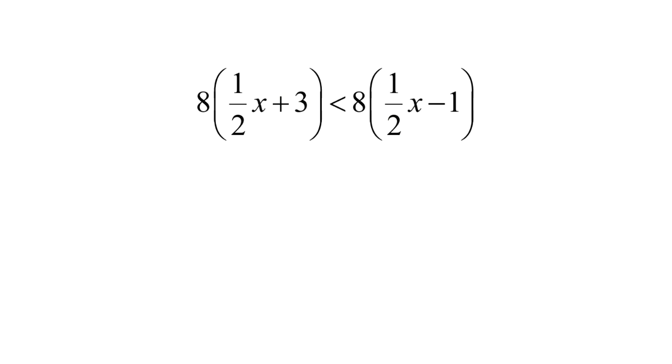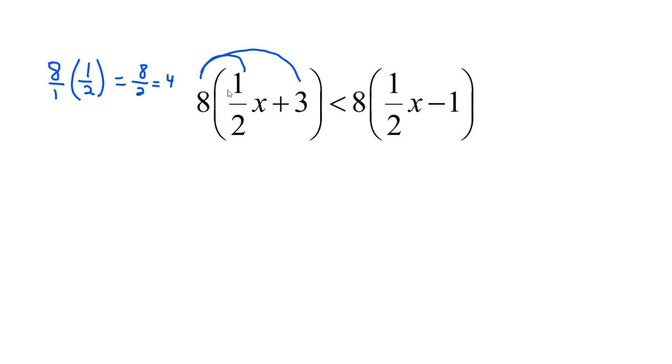Okay, this is our last example. We have 8 times 1/2 x plus 3 is less than 8 times 1/2 x minus 1. As we do with any equation or inequality, if we have parentheses, we want to get rid of those first by distributing. So I'm going to distribute the 8. When I multiply 8 times 1/2, that's like 8 over 1, so that would give me 8 over 2, which is 4.